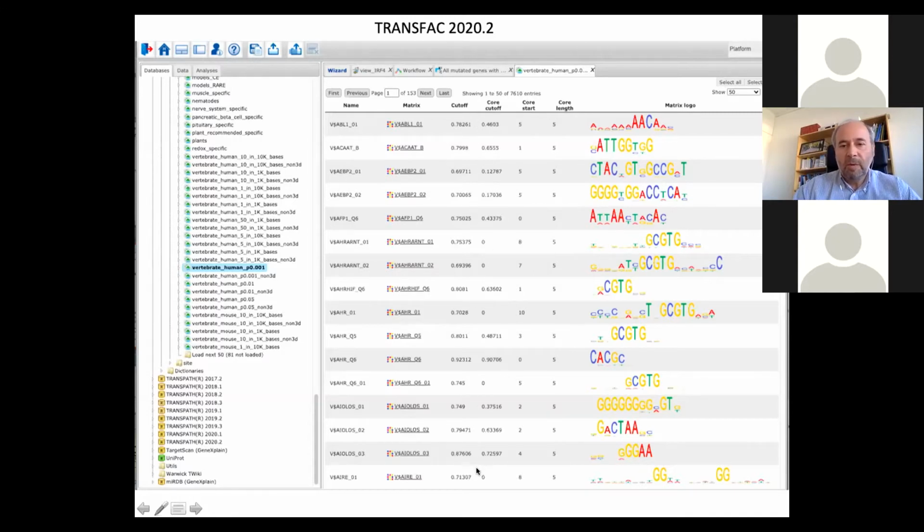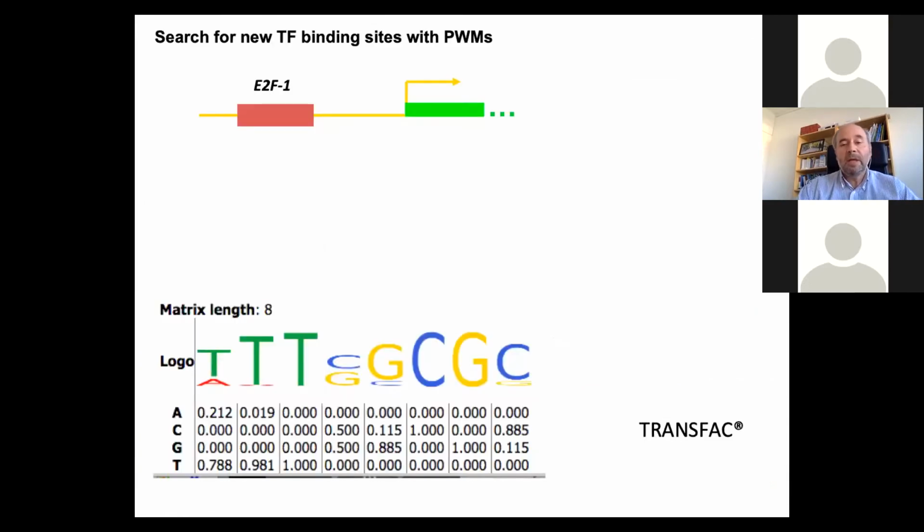The top of that list is presented here. You see the name of the transcription factor family, or individual transcription factor, which is binding to the motif, presented here by this logo. And we have 7,600 of these positional weight matrices, which can be used in the following way.